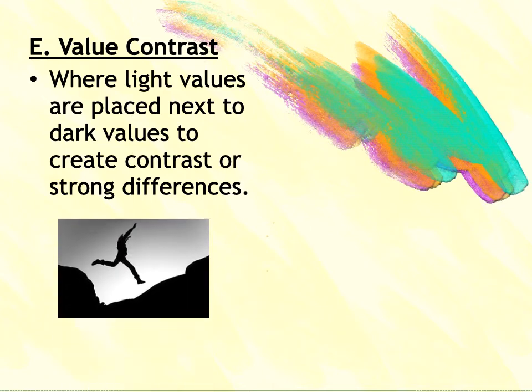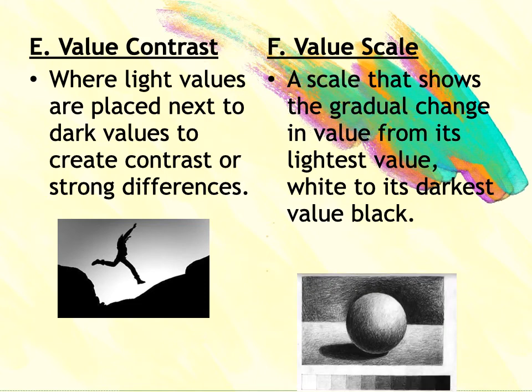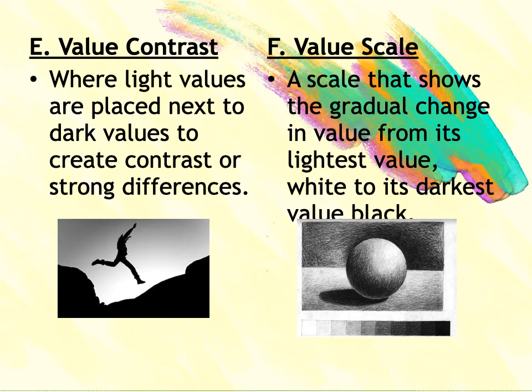Then we have value contrast, where light values are placed next to dark values to create contrast or strong differences. So you've seen that in a lot of silhouette shops. A value scale. Now we will be using both of these. A scale that shows the gradual change in value. So something that shows your lightest all the way to your darkest. We love value scales in art.